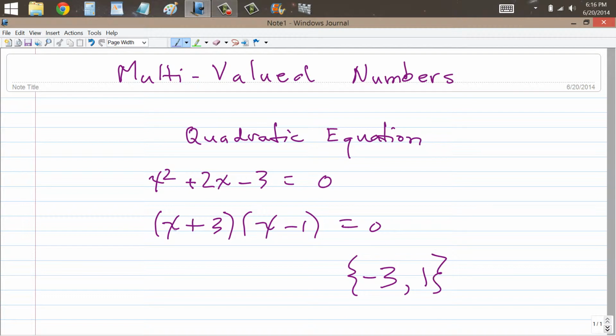Because if we plug minus 3 into this factor, we get 0. So we get 0 for the whole result. Plug minus 3 in here, we get 0. Plug 1 in here, we get 0. And those are the only numbers that work. So this is what we call the solution set.